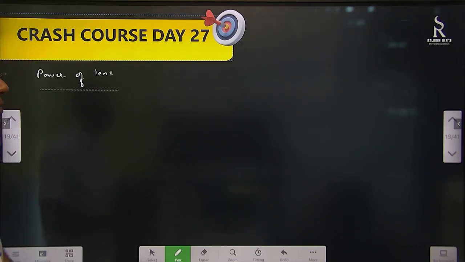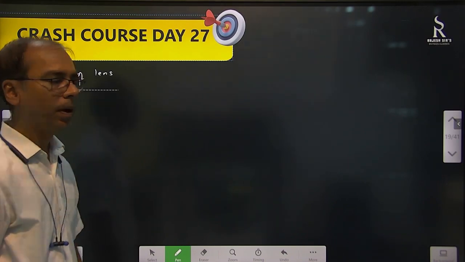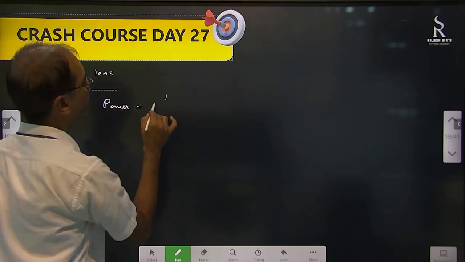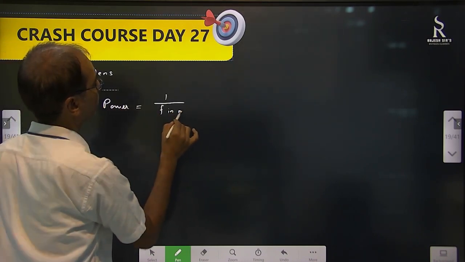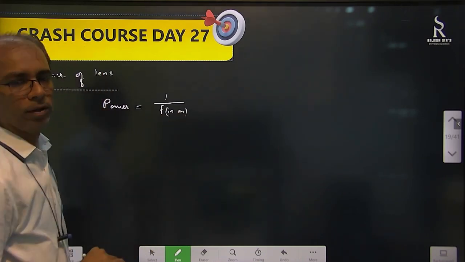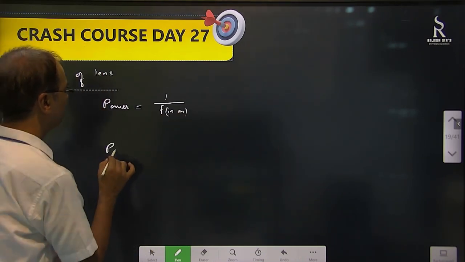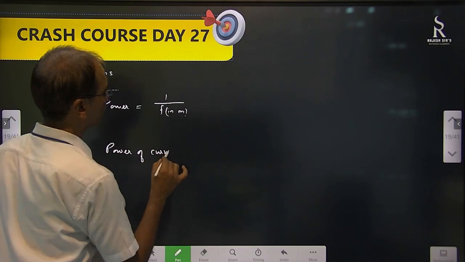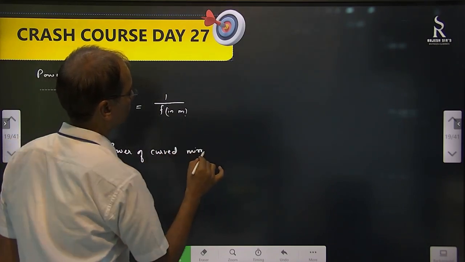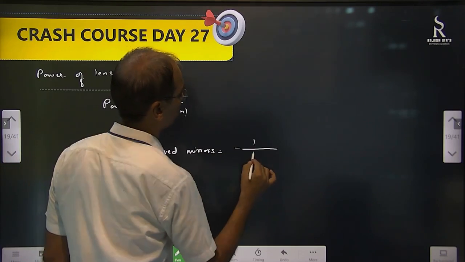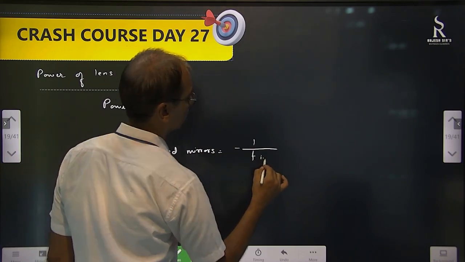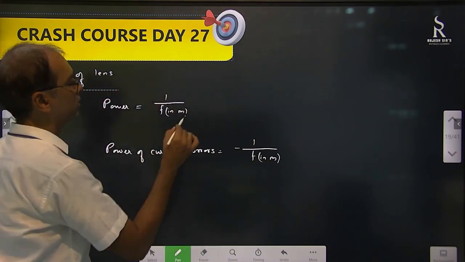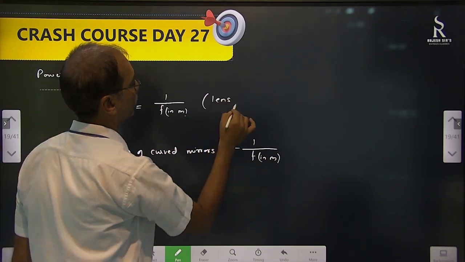Alright. Then power of a lens. What is power of a lens? Power means how much a lens can converge or diverge, and it is equal to 1 by f in meters. Same way, power of curved mirrors is minus 1 by f, in meters. So for a mirror, power is minus 1 by f, and for a lens it is 1 by f. Remember that.